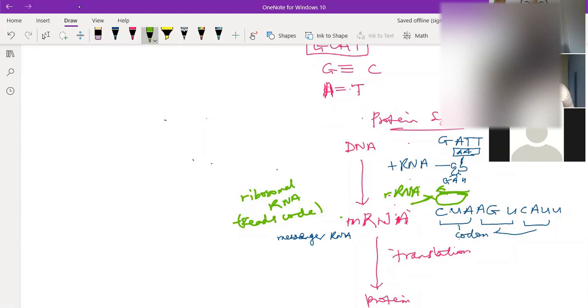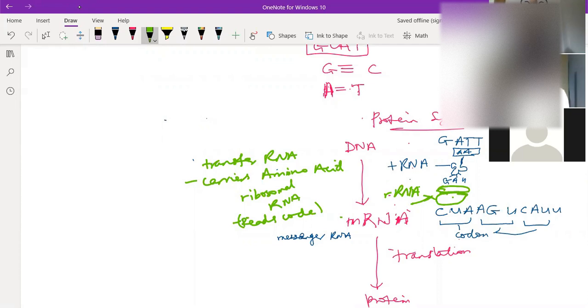Okay, it's writing now. Okay, so it brings a transfer RNA here. T means transfer. Transfer RNA. So it carries amino acid. Okay, that's a function. So bring the amino acid here.